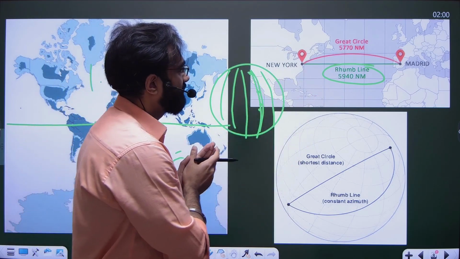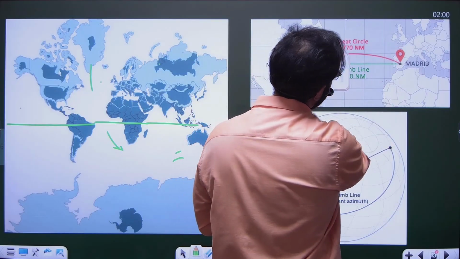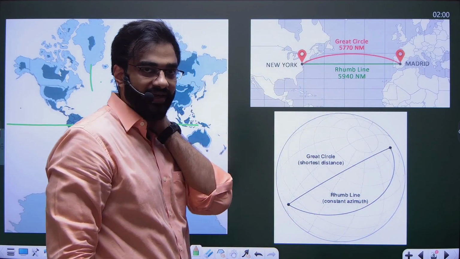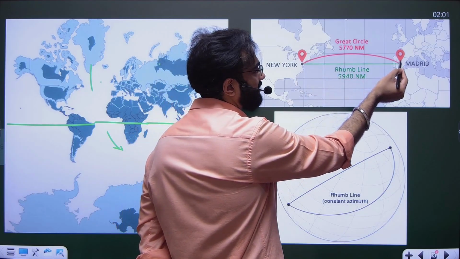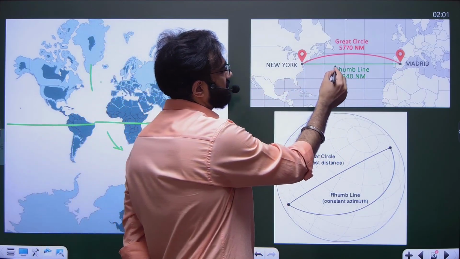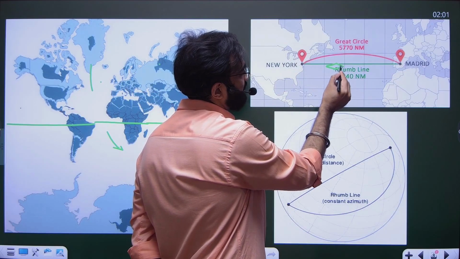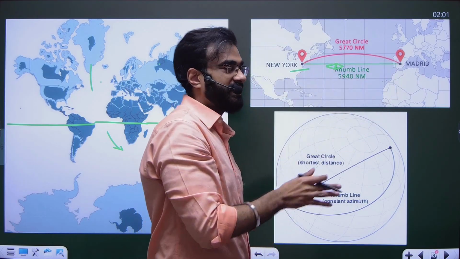For example, if we view the Rhumb line on a Mercator projection, we view it as a straight line. That is the purpose of the Mercator projection. So if we have to go from New York to Madrid, the ship or the aircraft can just use the compass, and okay, we have to go towards the east. It can just set the direction and no worries.